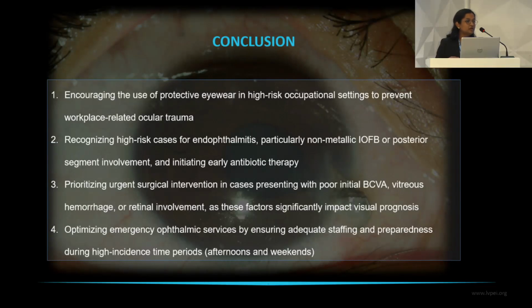So if we have to conclude the study, we can come to 3 P's: preparedness, protocol, and prevention. Prevention in terms of using protective eyewear in high-risk occupational settings. Protocol: if you're suspecting a non-metallic foreign body, start antibiotics early. If you're suspecting vitreous hemorrhage or retinal involvement, prioritize surgery. And preparedness in terms of allotting more healthcare professionals in the afternoon or during weekends, where there's going to be a high influx of patients. Thank you.